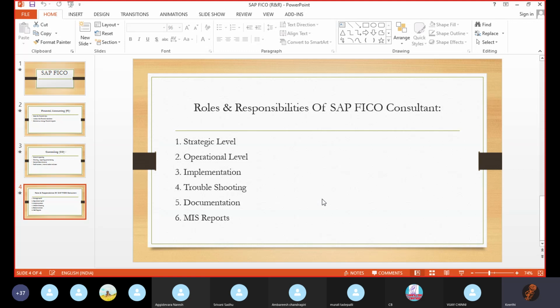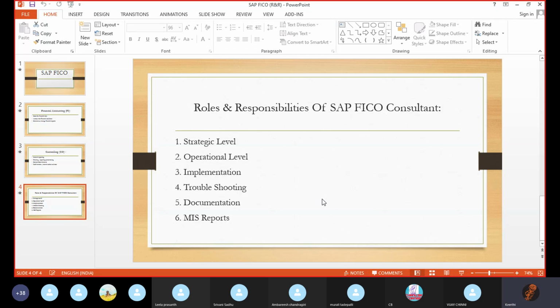Next, coming to troubleshooting. Once the implementation is done, it includes testing, end user training, and system management. In these stages, the consultant can resolve all the critical issues. Testing is done here, like unit testing, integration testing, and performance testing.